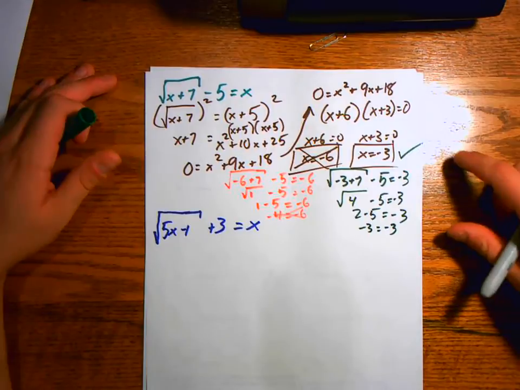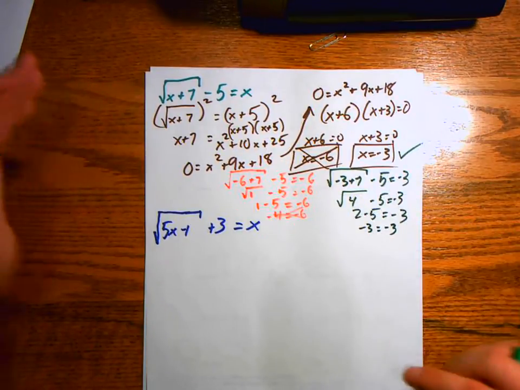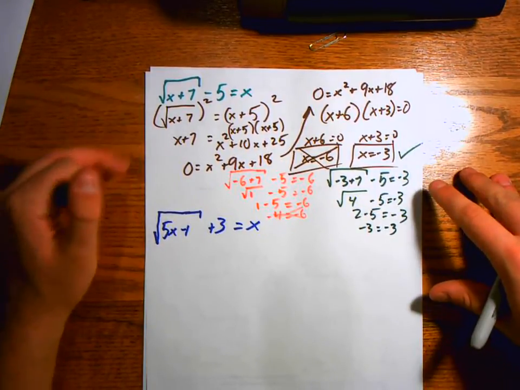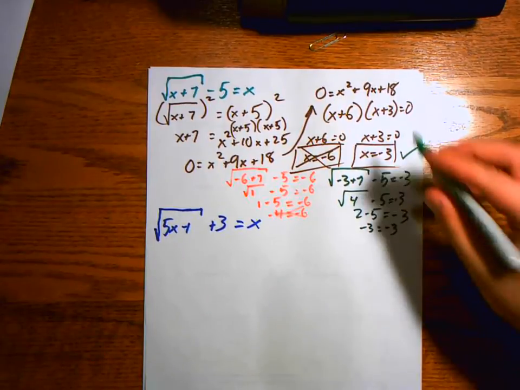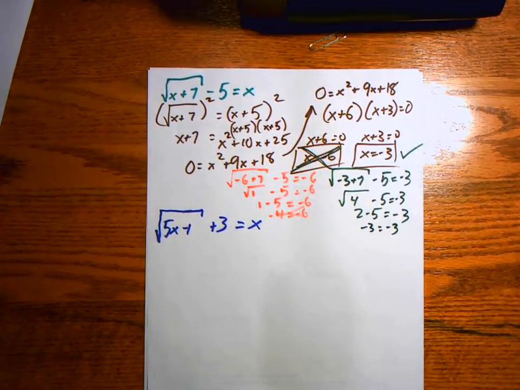Okay, so be sure you are checking for extraneous solutions by plugging them in, and if one side doesn't equal the other, or if you get a negative underneath the square root, then you cannot include it in your solution. It is an extraneous solution.